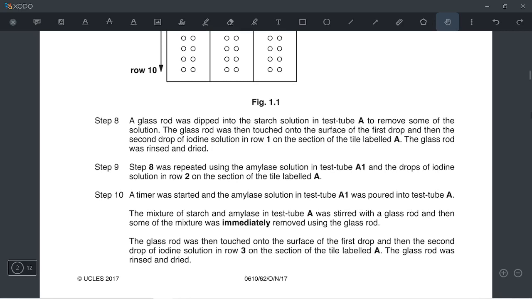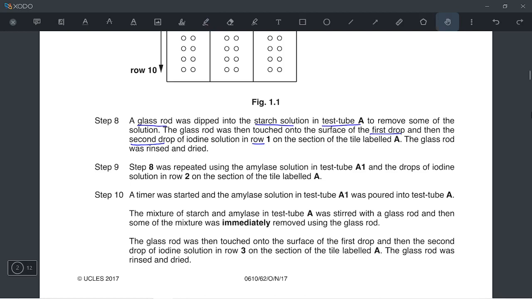Step 8. A glass rod was dipped into starch solution in test tube A. To remove some of the solution, the glass rod was then touched onto the surface of the first drop and then the second drop of iodine solution in row 1 on the section of the tile labeled A. The glass rod was rinsed and dried.